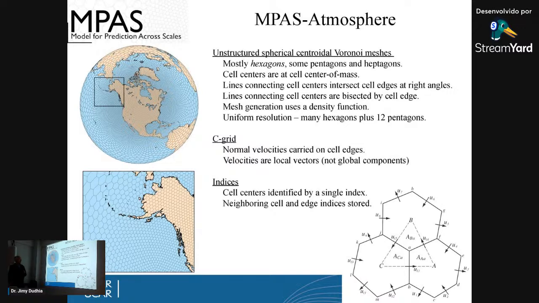So the cells are also identified by a single index. It's not like an I and a J index. You just need one index. But then you also have to keep track of what all the neighboring cells are, so you know which ones are interacting with which ones. So it's much less straightforward than just I plus 1 and I minus 1 and J plus 1, J minus 1 for neighboring grid cells. It's more like I and a function of each cell face is the neighboring index. So they have to keep track of neighboring indexes at each face.